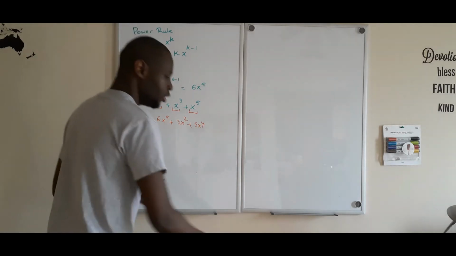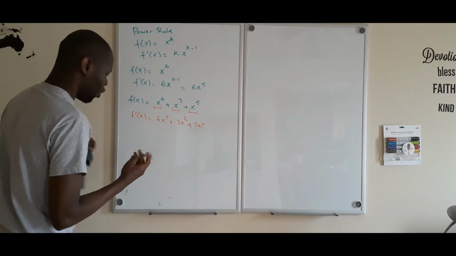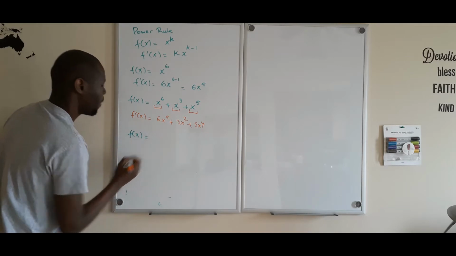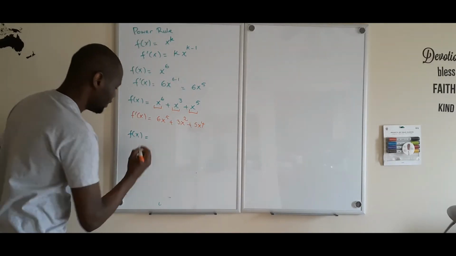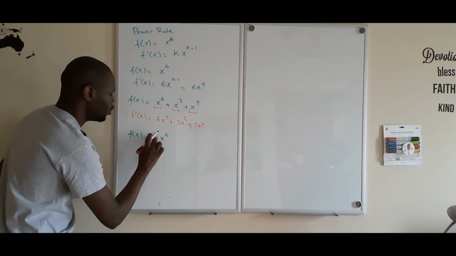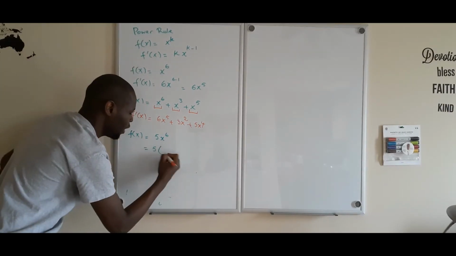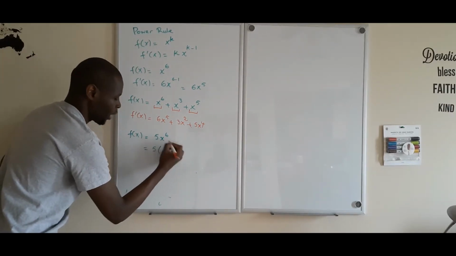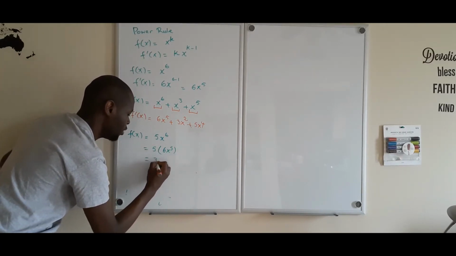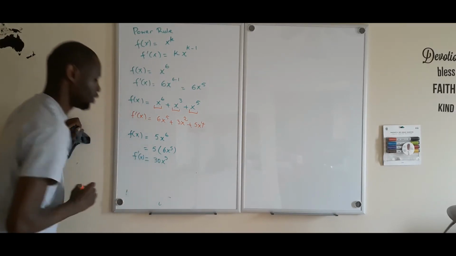Now, before I touch on the chain rule, what would happen if you have f of x where the function is multiplied by a constant? Let's say f of x equals 5x to the power 6. What you will do is take this 5, isolate it out, times the derivative of what comes after it. So it's just going to be 6x to the power 5. So this will be 30x to the power 5. So your f prime of x equals this.